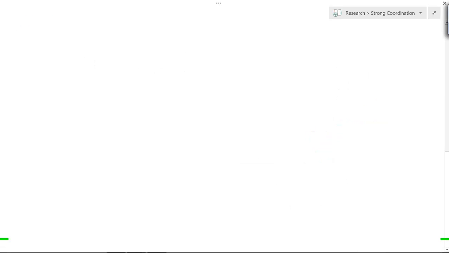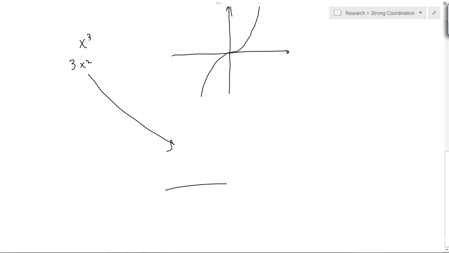As another example, let's take the function x cubed. The formula says the derivative of x cubed is going to be 3 times x squared. Let's graph x cubed. X cubed looks something like this. Now, what does 3x squared look like? Well, it looks like x squared, except times 3. We drew that a minute ago. Okay, so how are these related?